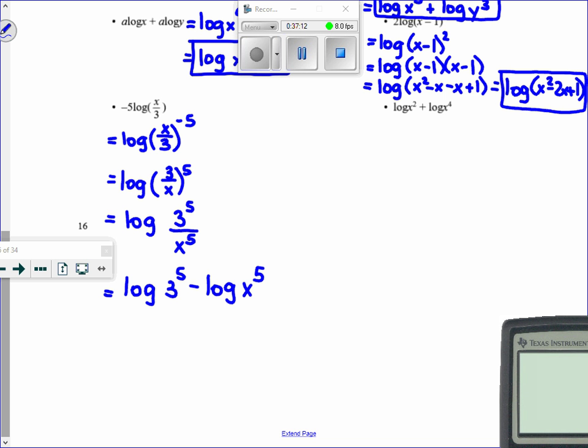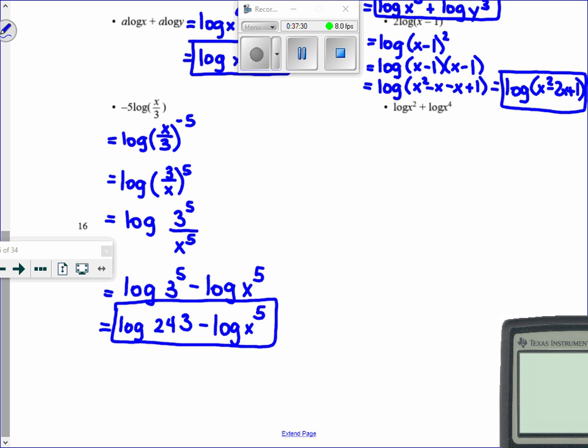And I can evaluate part of this. I can evaluate the 3 to the 5th part on my calculator. 3 raised to the 5th power is 243. And the rest, log x to the 5th, I cannot evaluate, so I just leave it like it is. And that would be my final answer.